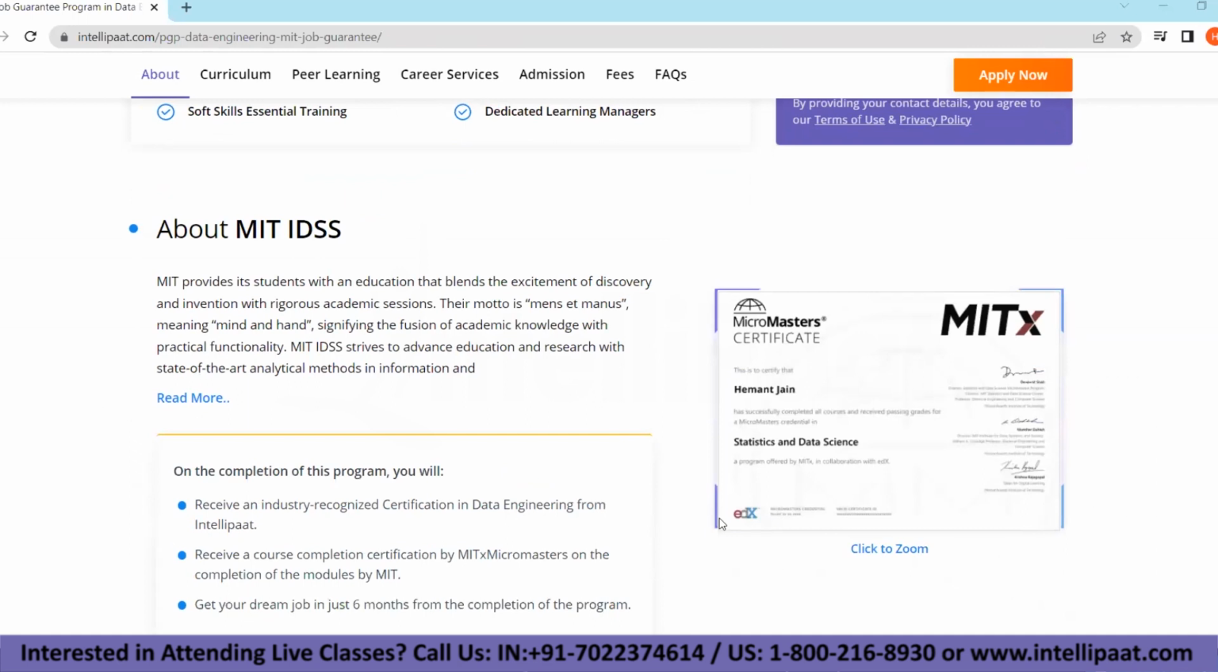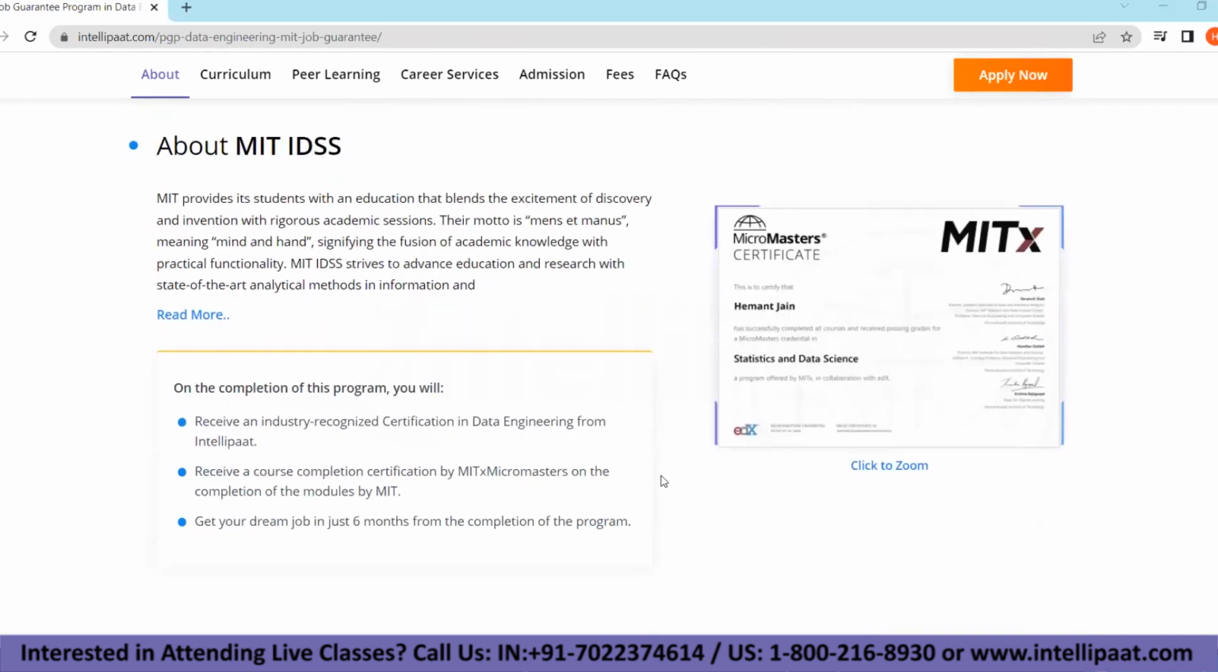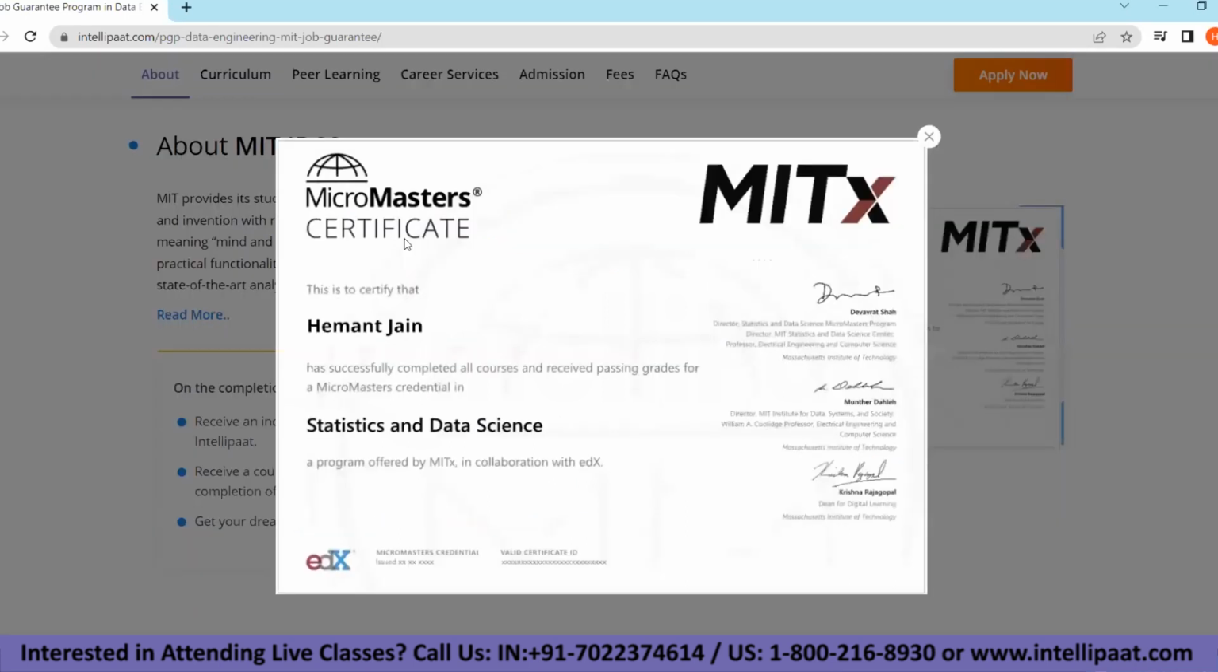Okay, let's have a look at the certificate also. So you'll get an industry recognized certification in data engineering from Intellipaat in collaboration with MITx MicroMasters. All right, we'll have a quick look at it. This is to certify that you have successfully completed courses, passing grades for MITx MicroMasters credentials in, and of course the name will not be statistics and data science. This is just a sample certificate.